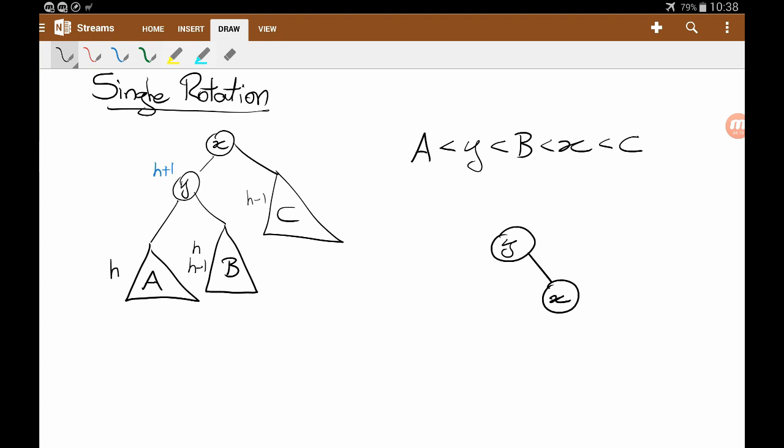Well, again, we simply say, where are the big and small numbers? So everything in A is less than Y, which means that it must go to the left. Everything in B is bigger than Y, but less than X. So it's bigger than Y, so we go right, but less than X, so we go left. And finally, for C, everything is bigger than X, and X is bigger than Y. So it's bigger than Y, we go right. It's bigger than X, we go right again.